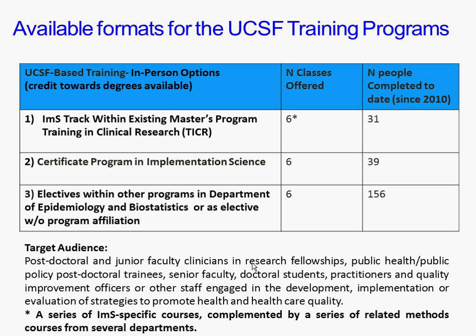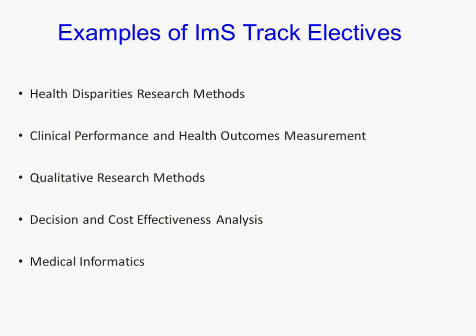And the third way that we've offered this in a more structured format is people just take classes as electives, these 6 classes, and there's a lot of people who do that. We have 160 people take these classes as electives. Next slide. So these are the other kinds of electives people take for the methodology components if they're doing the particular track in the master's program. So they get some more in-depth methodology besides our implementation science-focused methodology.